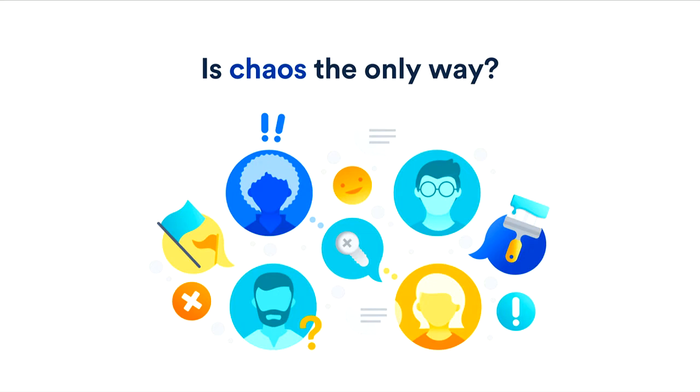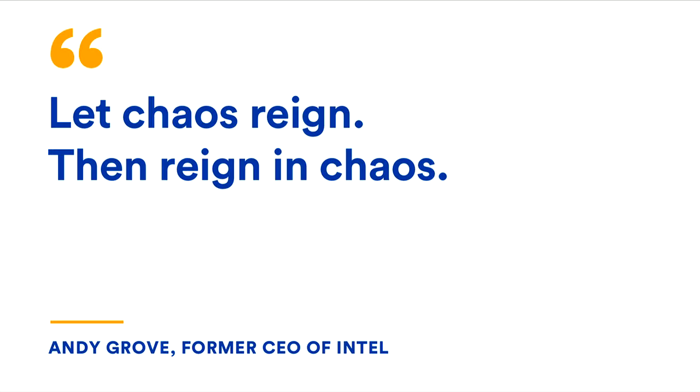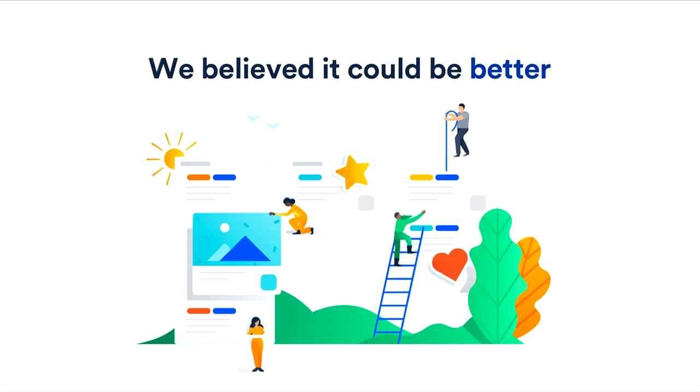And there's an executive called Andy Grove who has this quote, which is, "Let chaos reign and then reign in chaos." And so we as a product development team thought, okay, there's got to be a better way than all this thrashing, all this chaos that's happening around our environment.